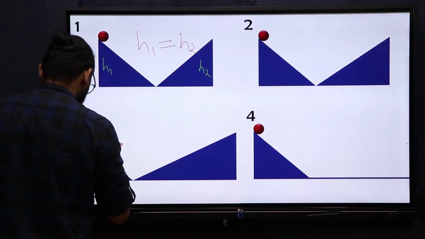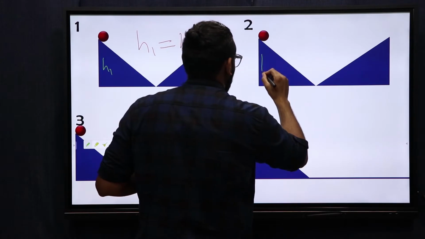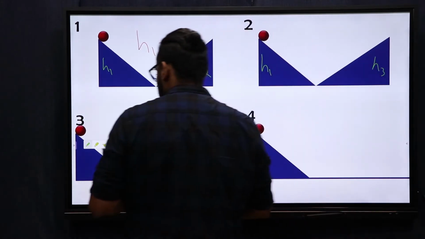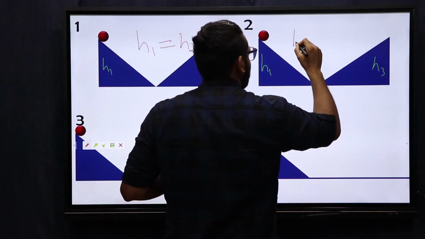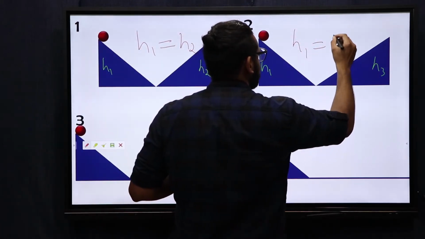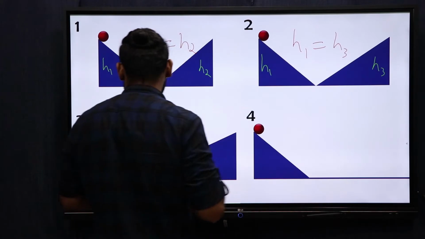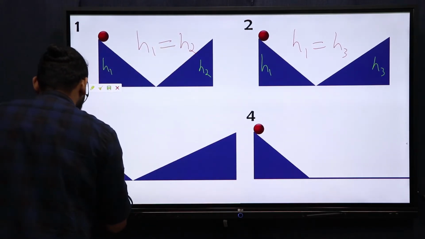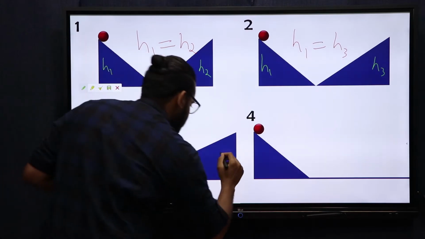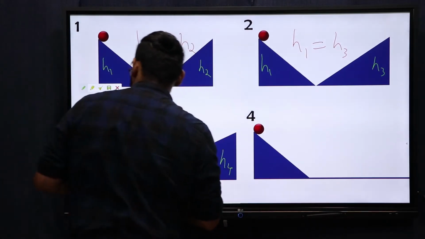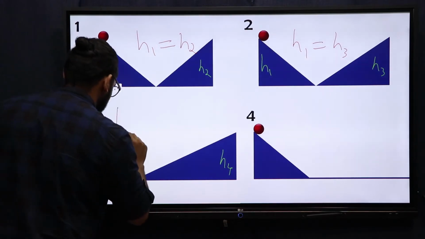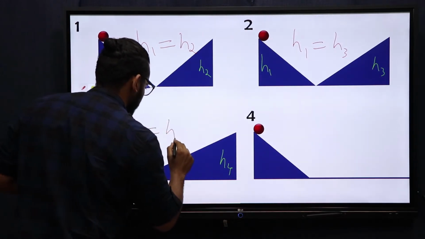Now, he went on to the second one and saw that h1 and h3 were also equal. That is, the height released and the height reached were the same. Now, even in the third experiment, he saw that his h1 and his h4 were equal. That is, h1 equal to h4.